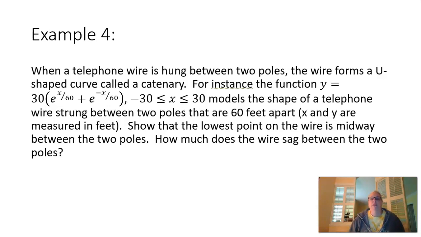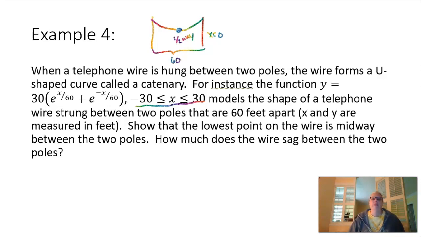Okay, so really, if we draw a picture here, we've got a telephone pole here, we've got a telephone pole here. We know that the distance between these is 60 feet, and there is a wire in here that's doing this kind of thing right here. And we want to show that this minimum is exactly halfway. And since our domain is going from negative 30 to 30, it looks like our halfway point is going to be at x is equal to 0. That's what we're going to be trying to prove.